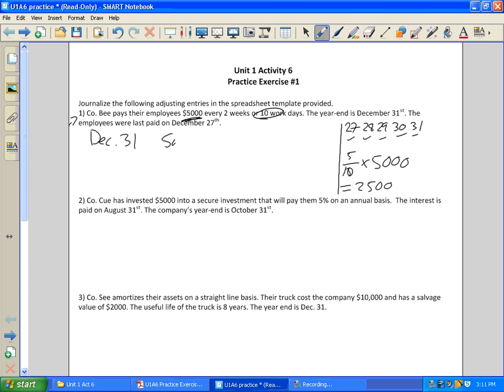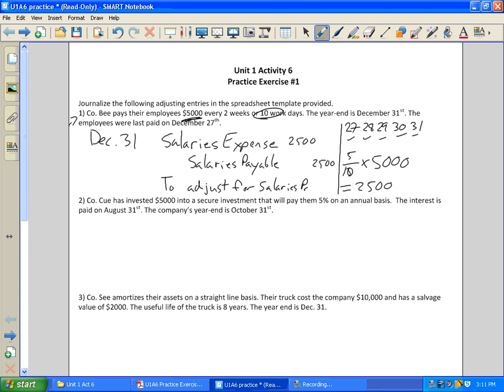Our debit will be to salaries expense, and our credit is going to be to salaries payable, both for $2,500. And our description is going to say to adjust for salaries payable. Okay, so that's how we handle question number one.